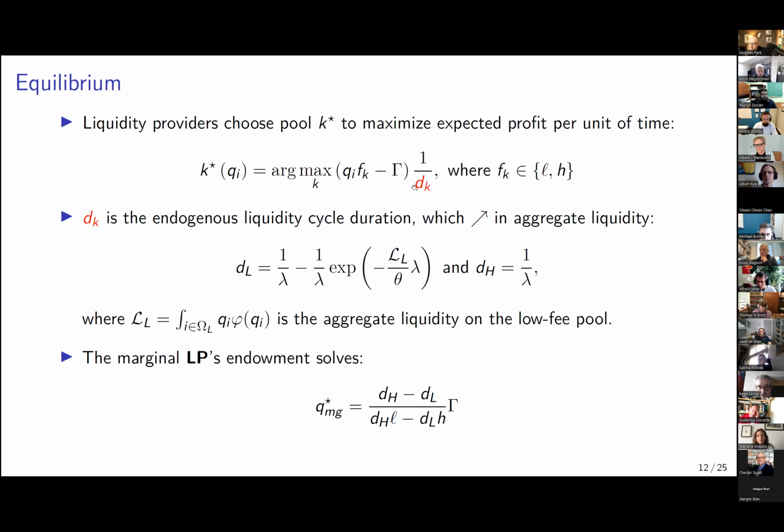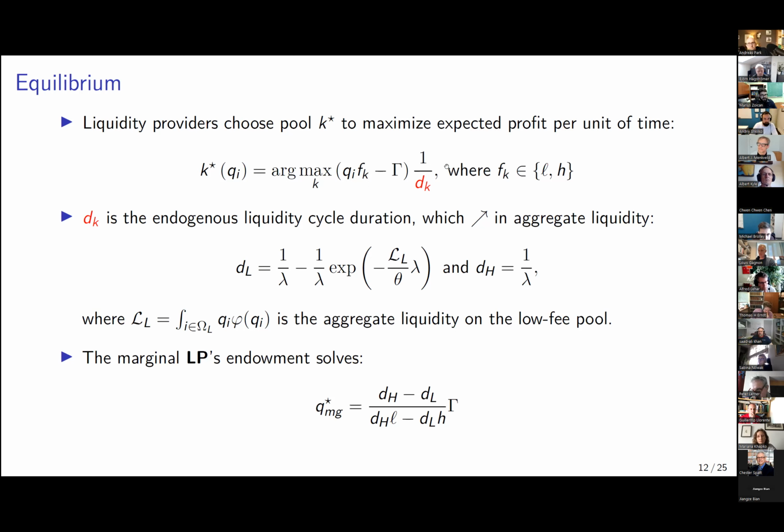So what's the problem that we're trying to solve? Liquidity providers will choose a pool to maximize their expected profit per unit of time. So that's basically their endowment times the liquidity fee that they're getting. And at the end of every cycle, once their entire liquidity is consumed, they have to pay the rebalancing cost. They have to pay the fixed cost. We think of it empirically as a gas cost, but you can think of it as any other fixed cost of tinkering with the market.